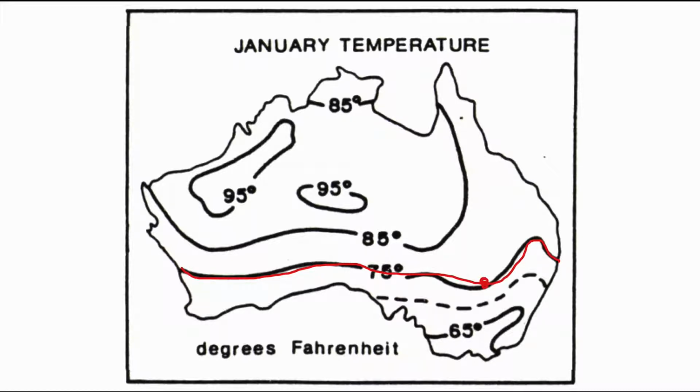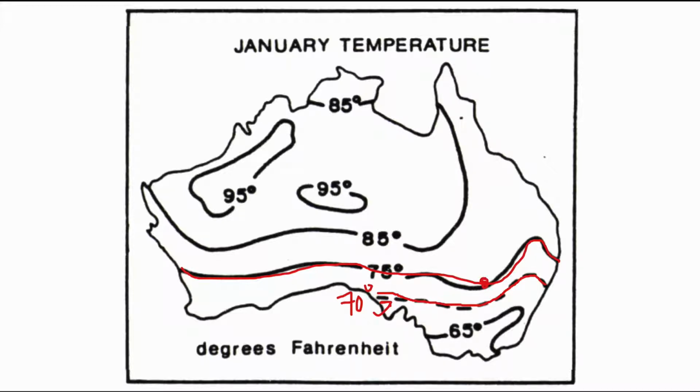If that's the case, what is the value of this dotted line? Because it's halfway between 75 and 65, I can say with some degree of certainty that a value of 70 degrees would be okay for that line. Because on my map, it's halfway between.